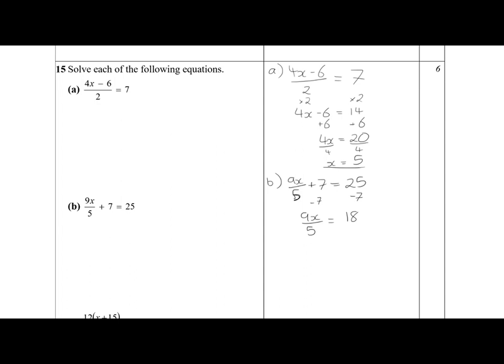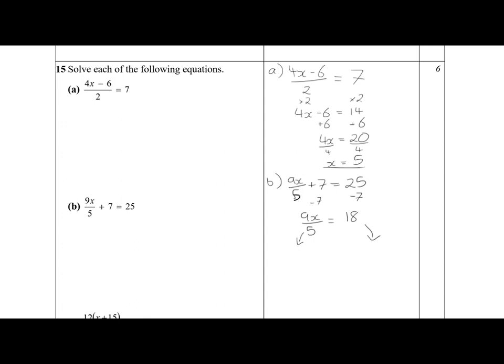There are 2 ways you can do this from here. I'm going to show you a couple of ways. I'll show you the way that I think is easier first. So the first thing we can do is to say that this is 9 lots of x divided by 5, or it's x divided by 5 multiplied by 9, because if you know your order of operations, you know that division and multiplication, they're on the same level. So it doesn't matter which order you put them in.